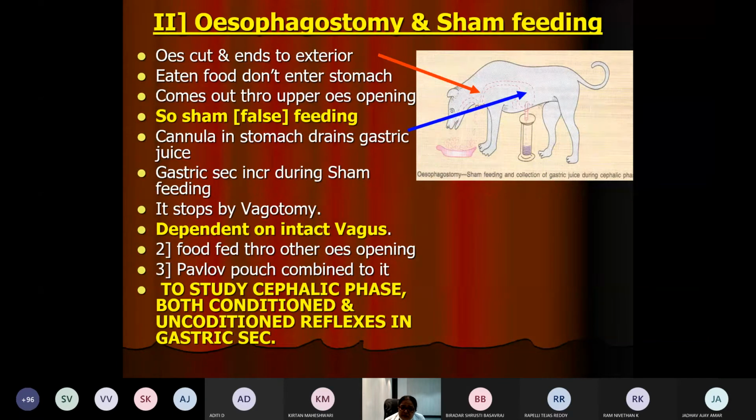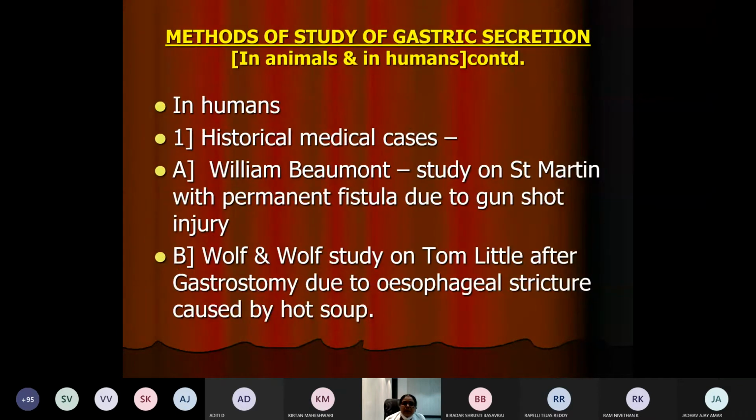So gastric secretion increases during sham feeding. It stops by vagotomy. It is dependent on intact vagus. Food is fed through the other esophageal opening. Paul's pouch combined with it is used to study the cephalic phase, both conditioned and unconditioned reflexes in gastric secretion. These are the methods of gastric secretion study in animals and in humans.